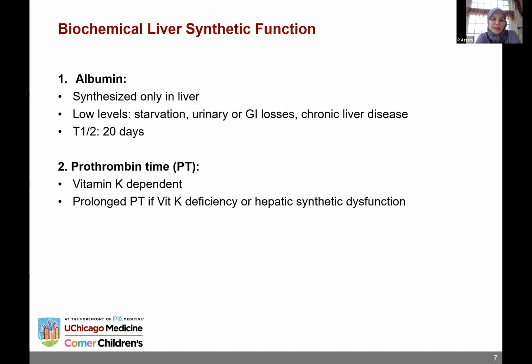And the factors that lead to the measurement of that number of PT are, as you may remember, 1972. So factor 2, factor 7, factor 9, and factor 10.